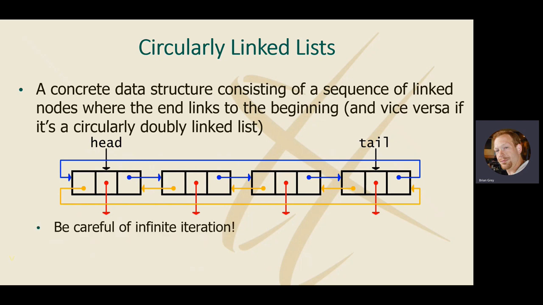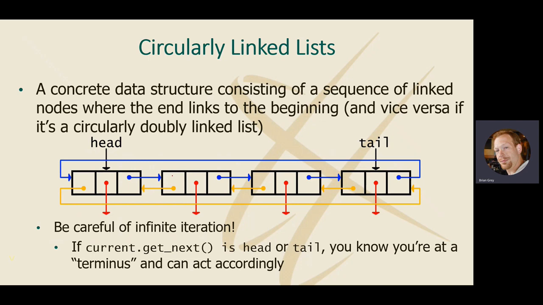But now we have to be careful of infinite iteration, because before we could say, okay, start at the head and go until the next node is None. And then we know that we've gotten to our last node. But we can't do that anymore. So we're going to have to check for, hey, current.getNext is head, or current.getPrevious is tail. Otherwise, we'll just loop forever and ever.